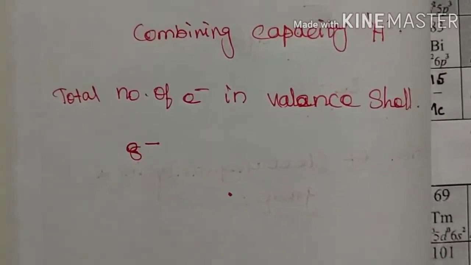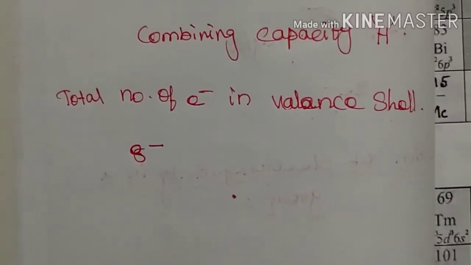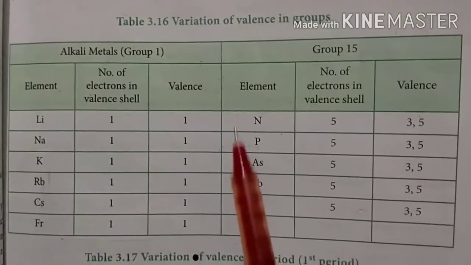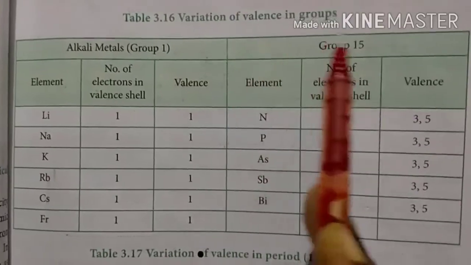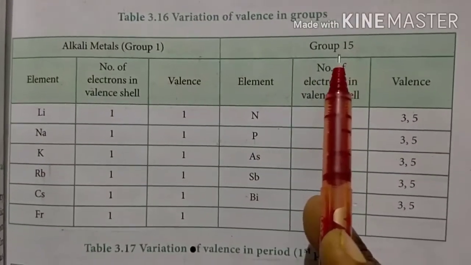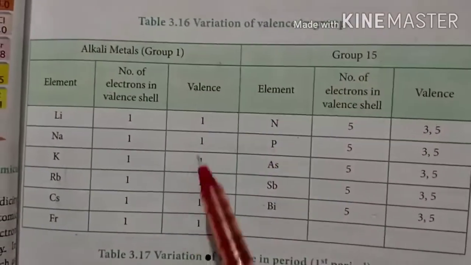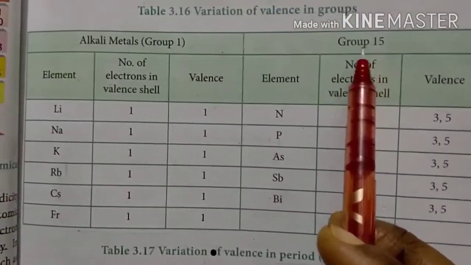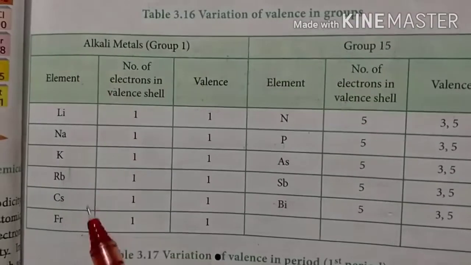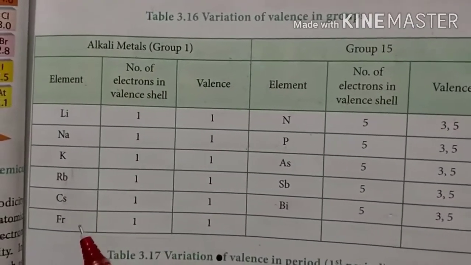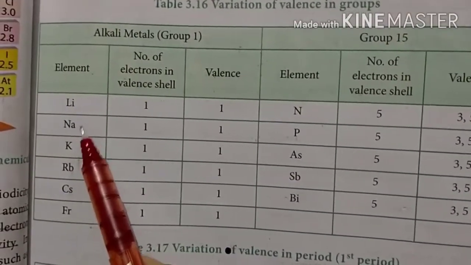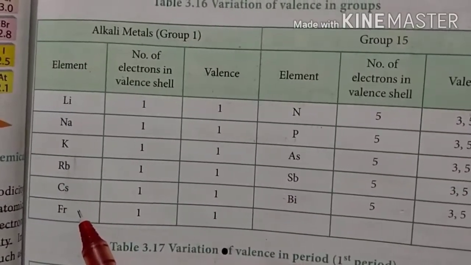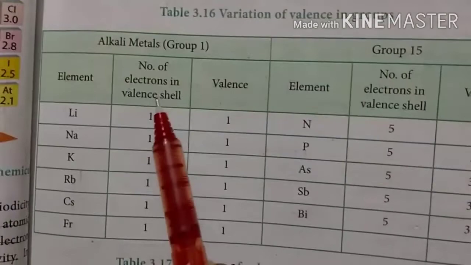So the number of valence electrons is increasing, so the valency also increases along a period. Look at this table 3.16. It is explaining the variation of valency in groups. Take the example of group 1 and group 15. Group 1 is called alkali metals: lithium, sodium, potassium, rubidium, cesium and francium are present in the first group.